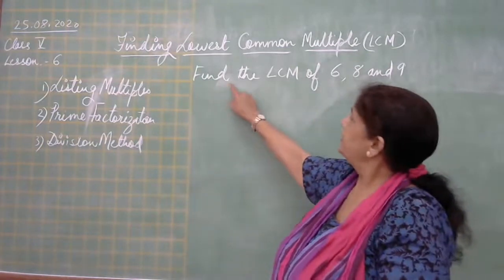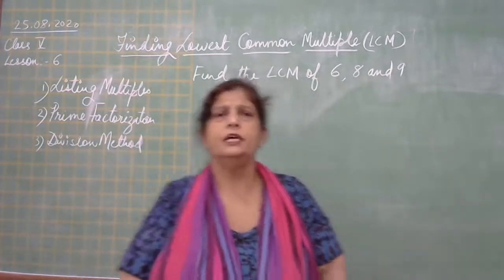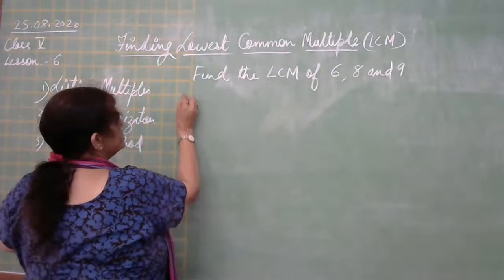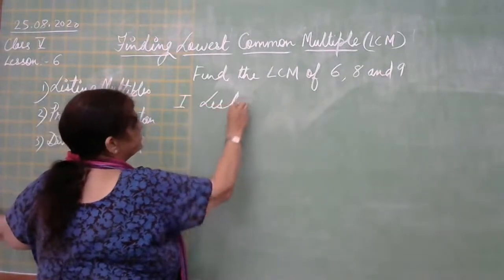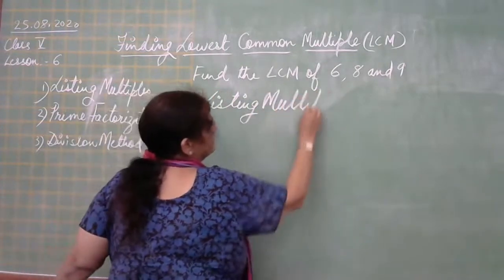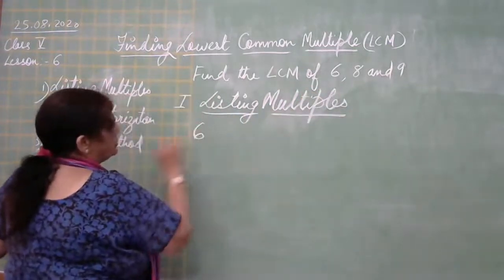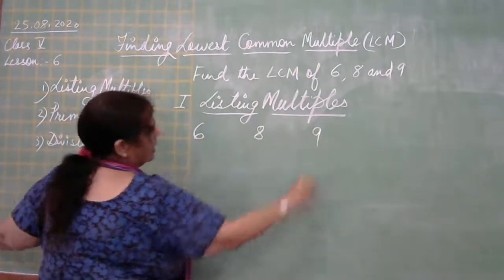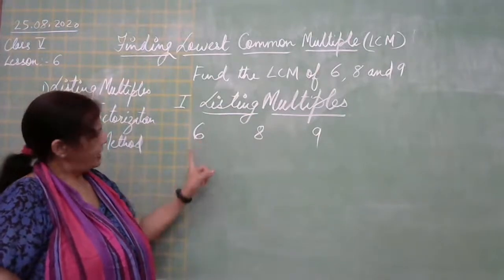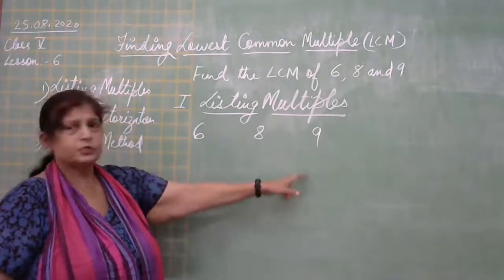So let us start with finding the LCM of 6, 8 and 9. We are given three numbers to find the LCM, lowest common multiple. Children, we are using the first method here, listing multiples. I have written all the three numbers horizontally, 6, 8 and 9. Now I am going to write the multiples of 6 here, multiples of 8 here and multiples of 9 here.